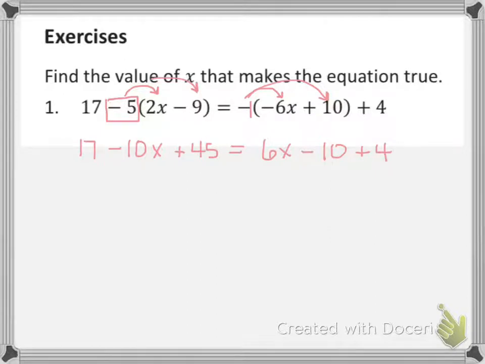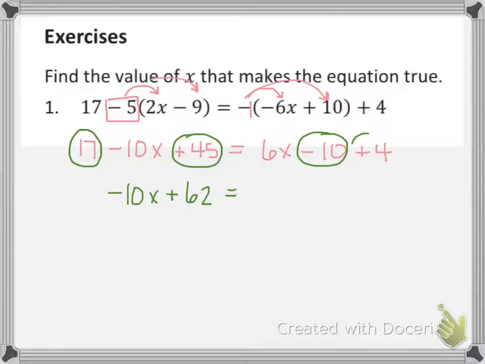Okay, moving back to the left side again, we can combine some like terms. So I have a constant positive 17. I have another constant positive 45. Put those together, we get 62. So negative 10x and a positive 62 is equal to, on the right side, I have a negative 10 constant and a positive 4 constant. Put those together, and we get 6x minus 6. A negative 10 and a positive 4 is a negative 6.